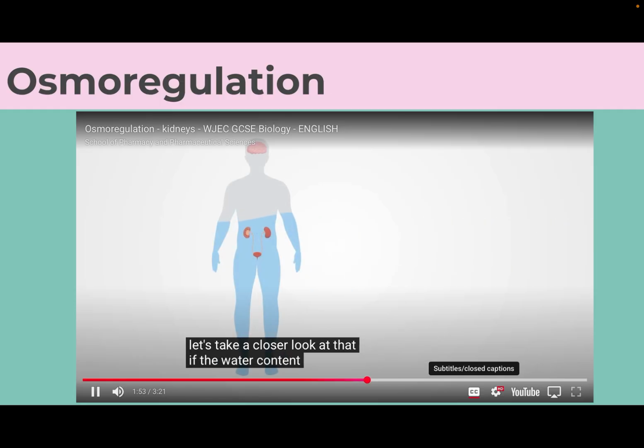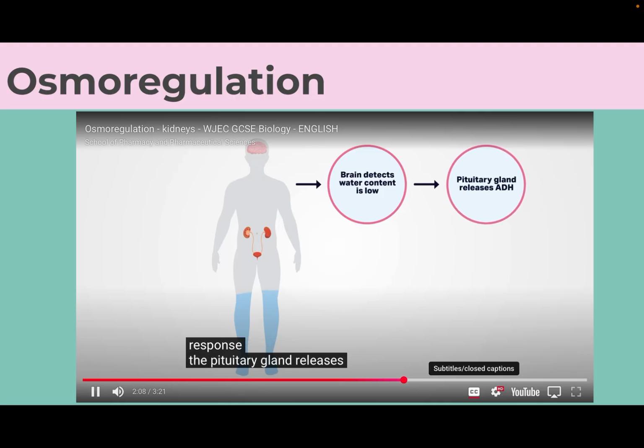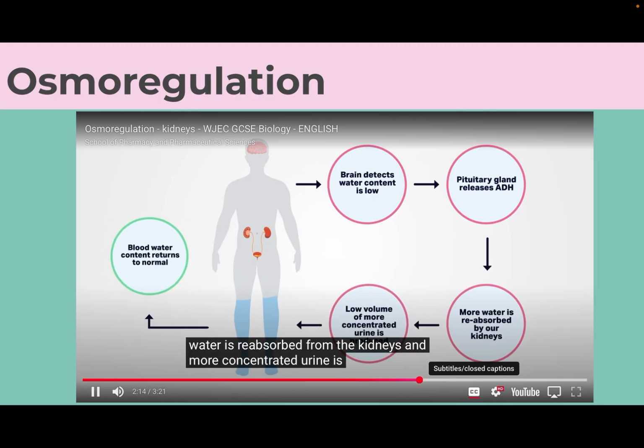If the water content of the blood decreases, a receptor in our brain detects that the water content is too low. The coordination center in the brain receives the information and organizes a response. The pituitary gland releases ADH, so more water is reabsorbed from the kidneys and more concentrated urine is produced. And the blood water content then returns to normal.